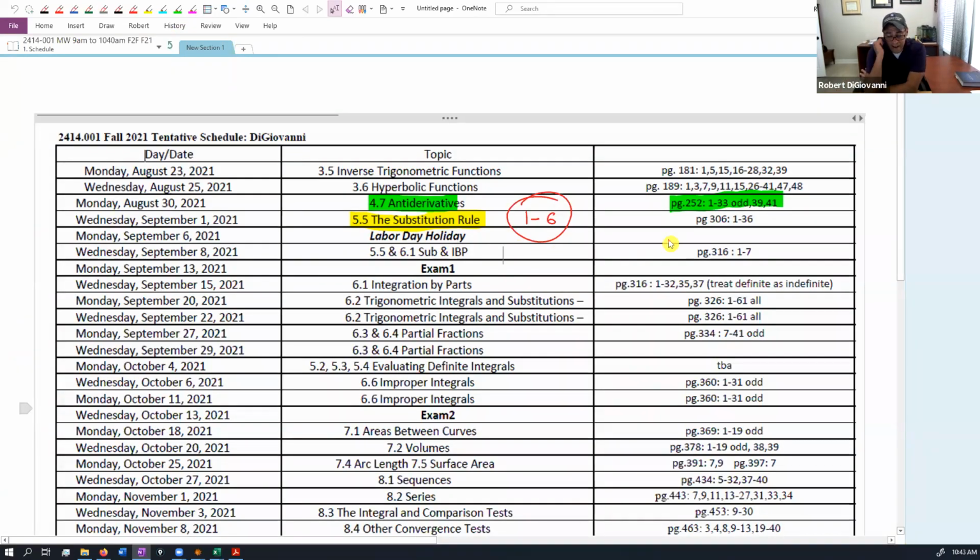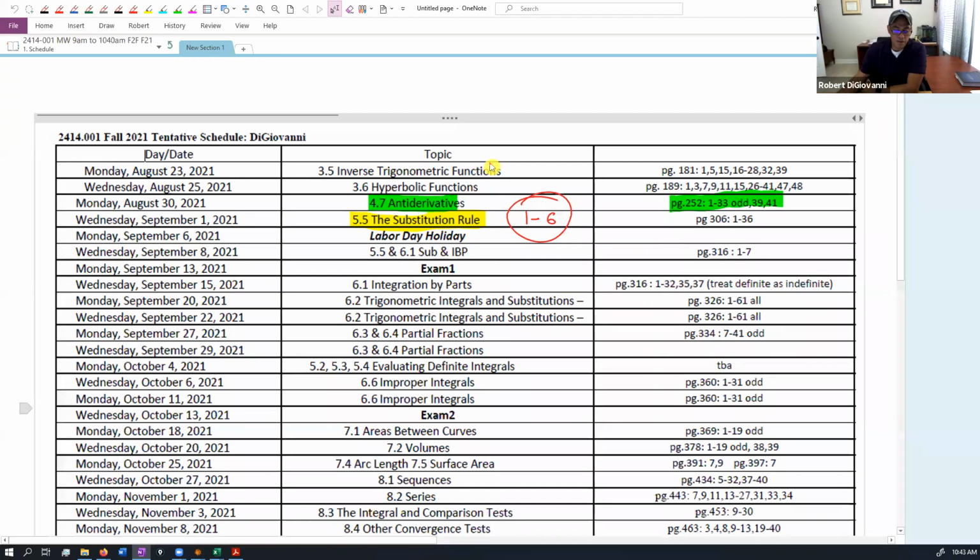We're supposed to have our first test on the 13th, right? And that means we don't have class on Monday. By the way, we do not have class Monday, whether it be on campus or on Zoom. We do not have class, Labor Day holiday. So I will not see you again until Wednesday. And then after that, we have a test.